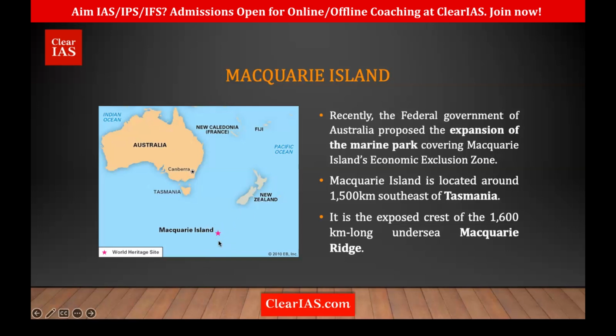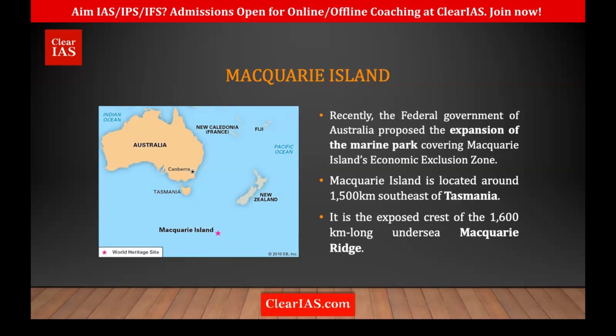Okay, Macquarie Island is located where? Around 1,500 kilometers southeast of Tasmania. It has an exposed crest of the about 1,600 kilometers long undersea Macquarie Ridge. Okay, there's a Macquarie Ridge which has been exposed here.